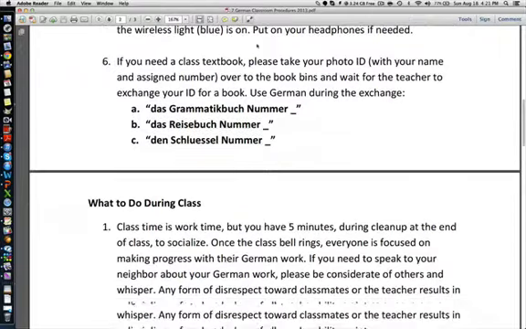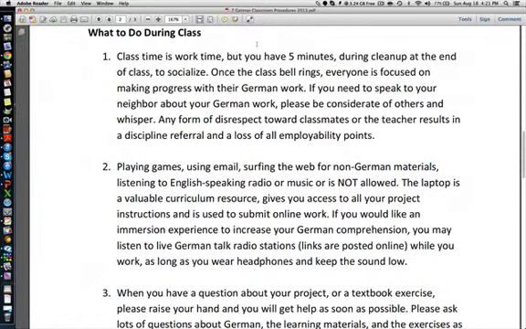What to do during class. Number 1, class time is work time, but you have 5 minutes during cleanup at the end of class to socialize. Once the class bell rings, everyone is focused on making progress with their German work.